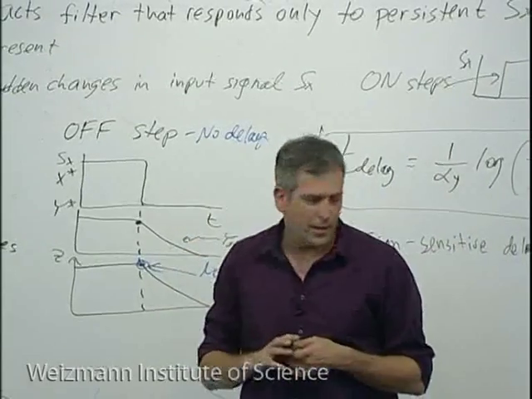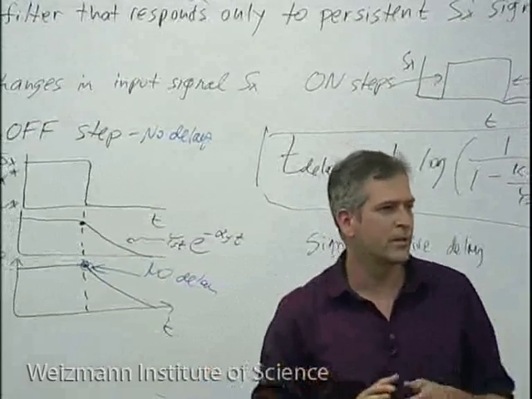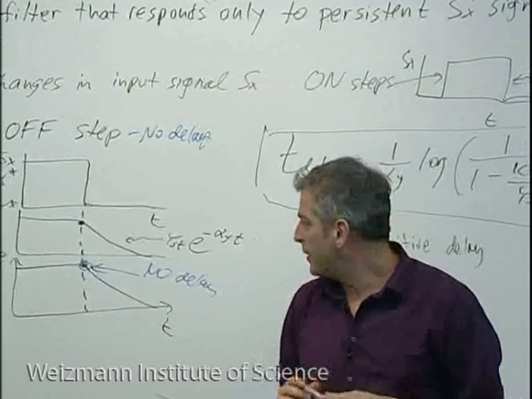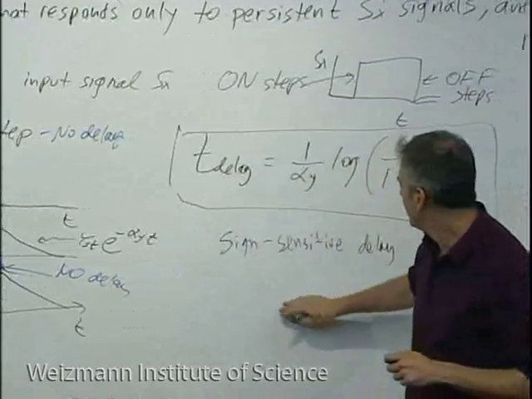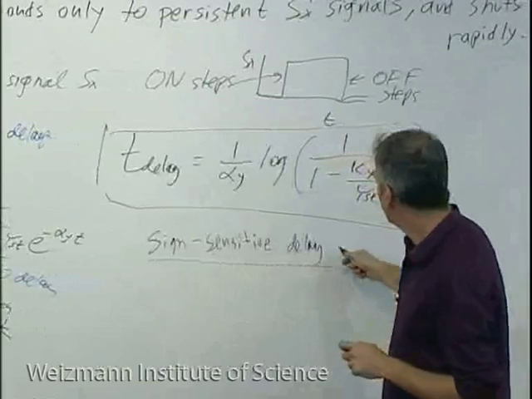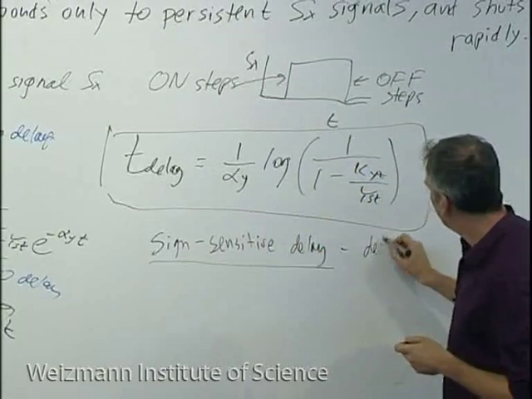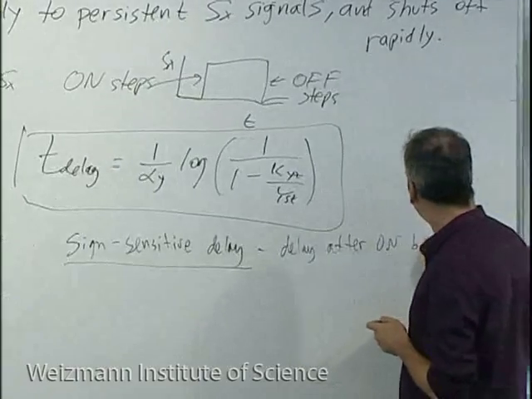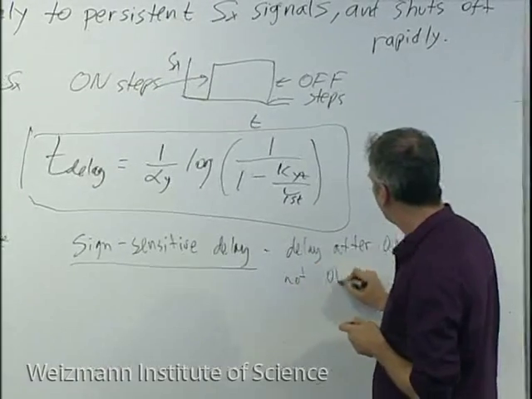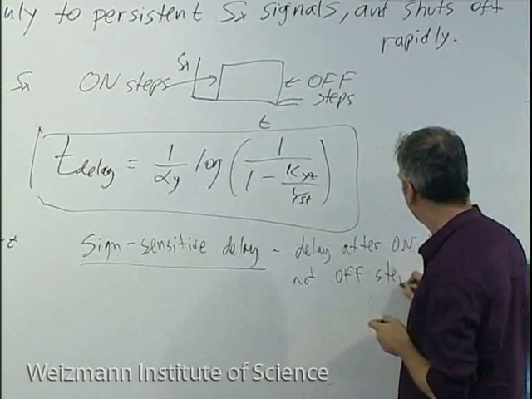We'll see in a second after the break a biological example of this where we can discuss it. This property, in the case of AND gates, is delay after on, but not off steps.